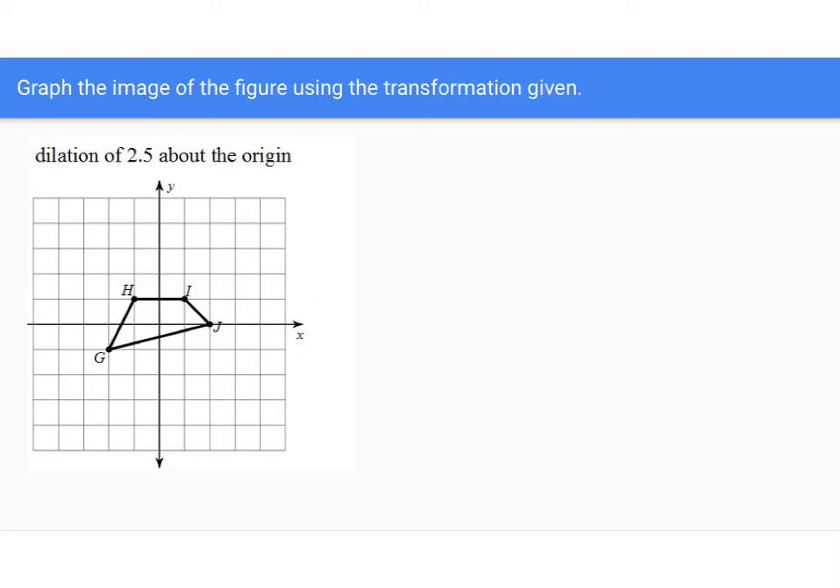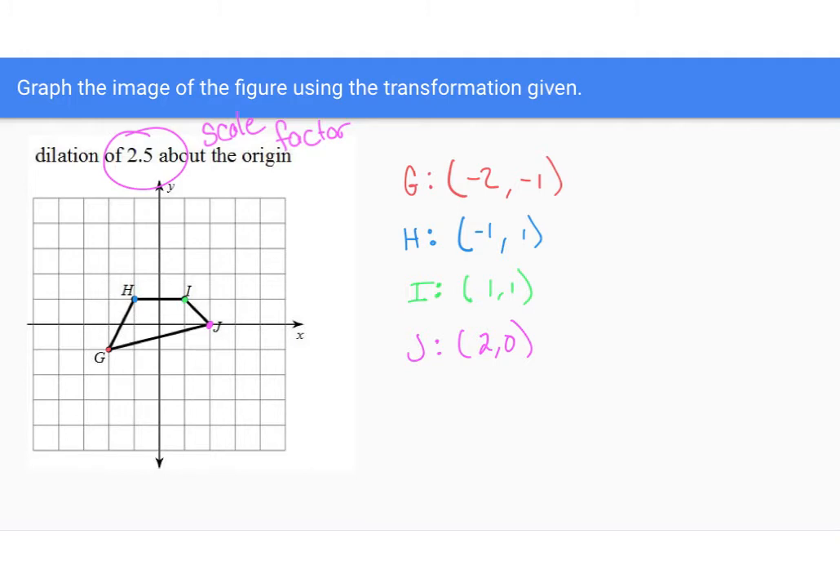So here we want to graph the image of the figure using the transformation given, and we want to do a dilation of 2.5. So first we need to identify the ordered pairs for each of the letters. Once we know the ordered pairs of each of our vertices, or each of the points plotted on the graph, we can multiply by the scale factor. So I would take each of these numbers in my x and y ordered pairs and multiply by 2.5.